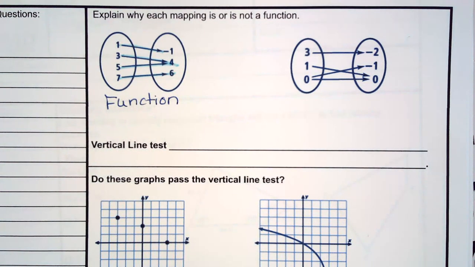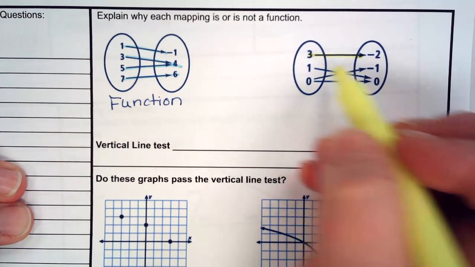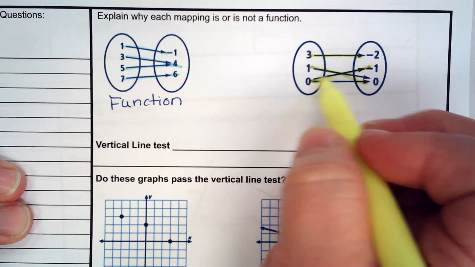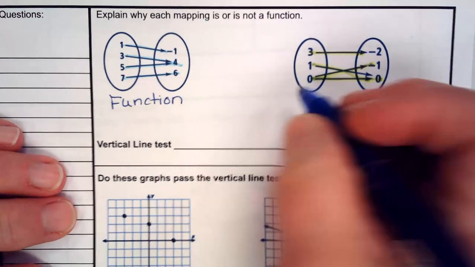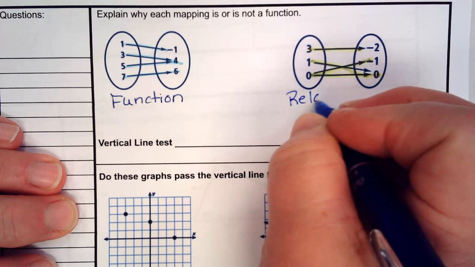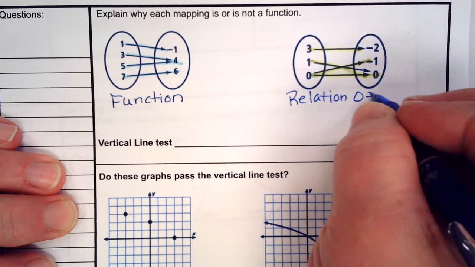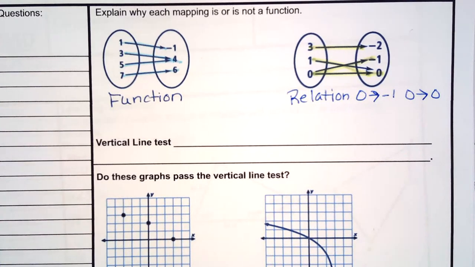Okay, so let's look at the next one. I have 3 goes to -2, 1 goes to 0, 0 goes to -1, and 0 also goes to 0. So this is a relation because 0 is mapped to -1, and 0 is mapped to 0. So the input 0 has two different outputs.